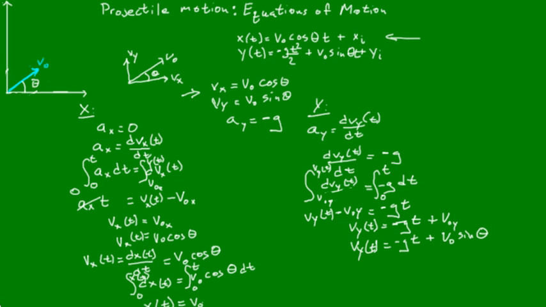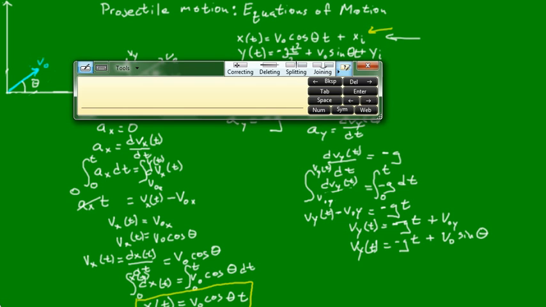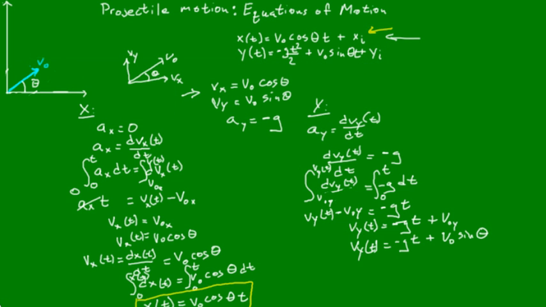So v naught cosine theta times t. And that right there will give us the equation that was up here. Now this initial x, we would have this initial x if we had integrated from x initial to x of t, but we integrated from 0 to x of t, so that eliminates the x initial from our equation. Now we'll do the same thing on the other side.